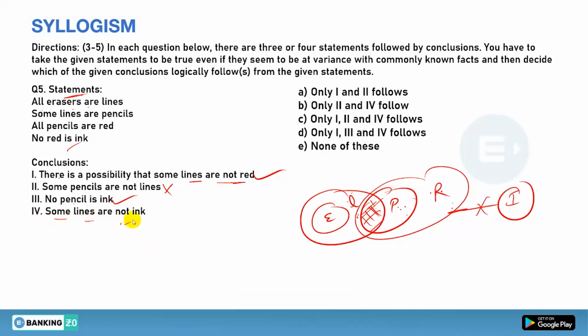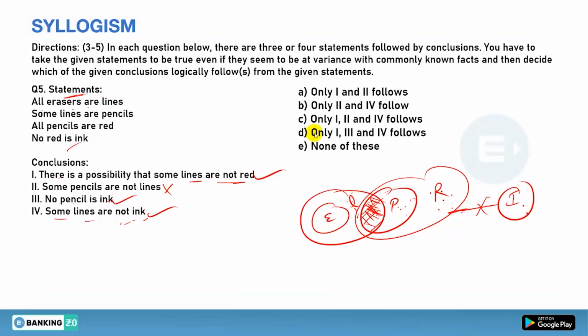Some lines are not ink. Will it be true? Yes. Because some part of line is in the word pencil and all pencil are red. So some part of line will become red and no red is ink. So the part of line that comes into the red can't be part of ink. So this is also true.